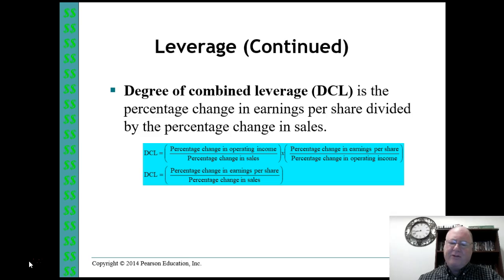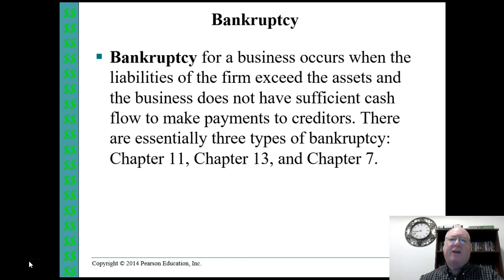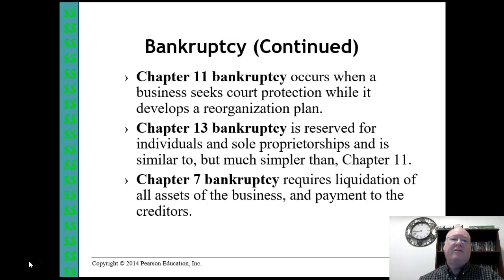I want to briefly mention, because the chapter brings this up also, the concept of bankruptcy. Bankruptcy occurs for a business when the liabilities of the firm exceed the assets and the business does not have sufficient cash flow to make payments to creditors. There are essentially three kinds of bankruptcy out there. Chapter 11 and Chapter 7 are well known. Chapter 13 maybe is not quite as familiar to you. Just the difference between these three bankruptcy provisions.